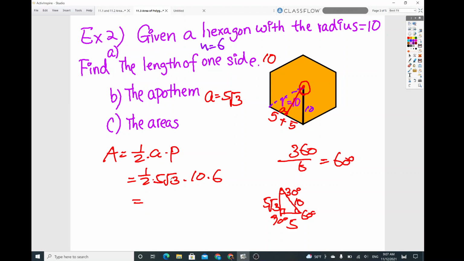Or you can just simplify: the 2 goes into 10 5 times. So 5, 5, 25 times 6, which is 150. So 150√3. Again, there's no unit. You can state that as square units or just leave it with the number. So again, it's all about using the special right triangle.